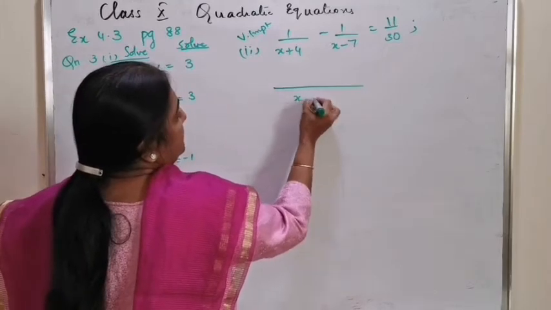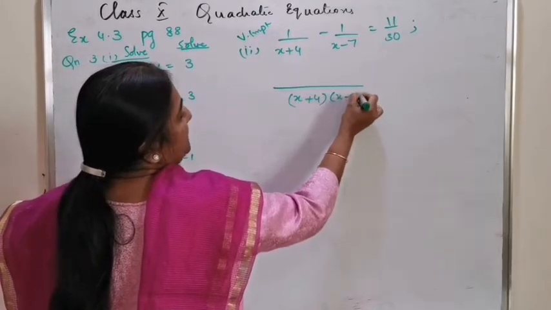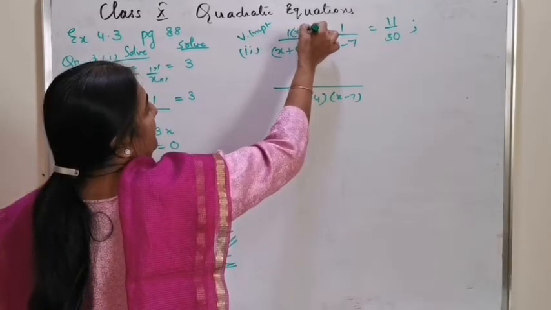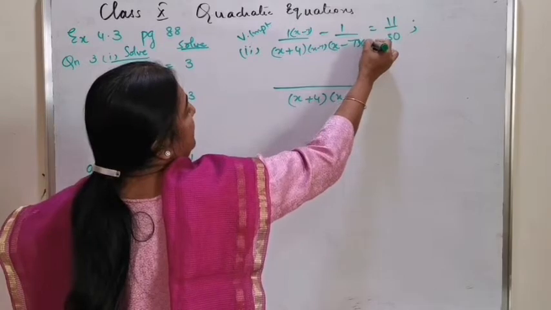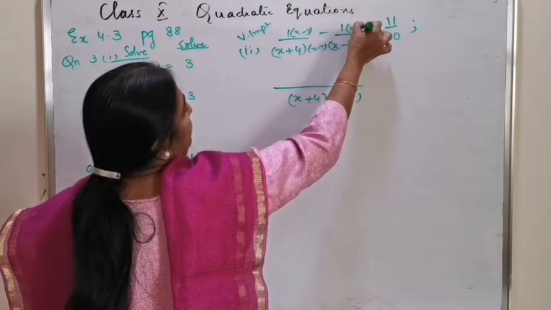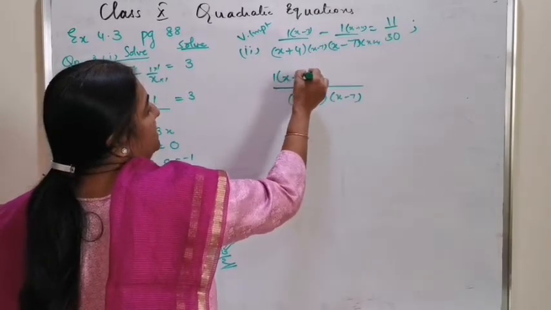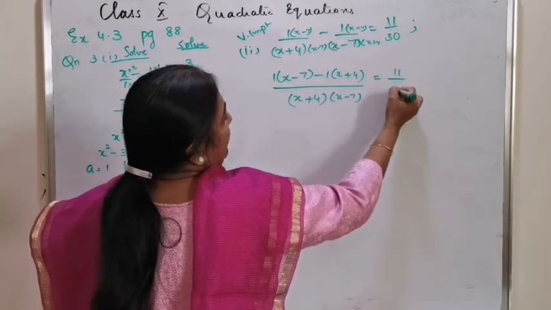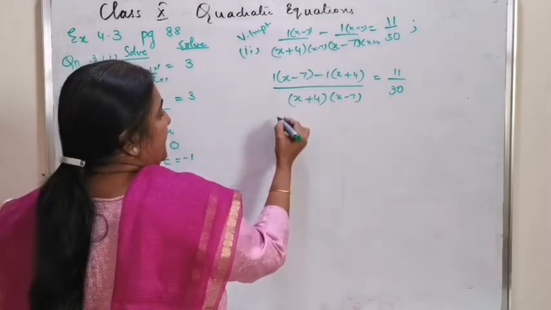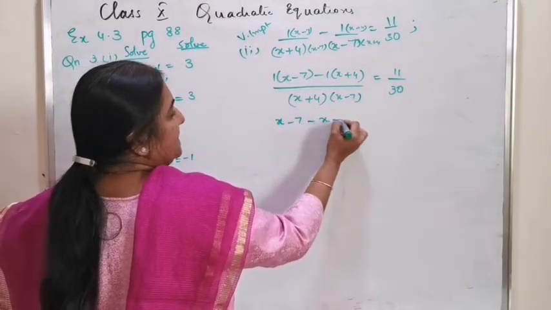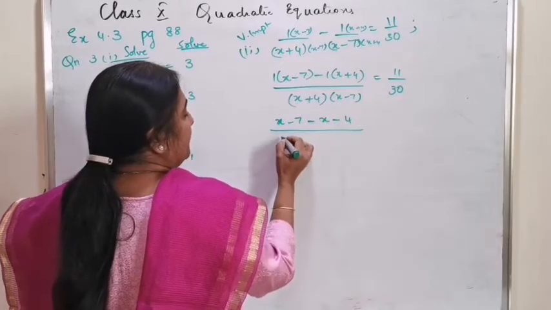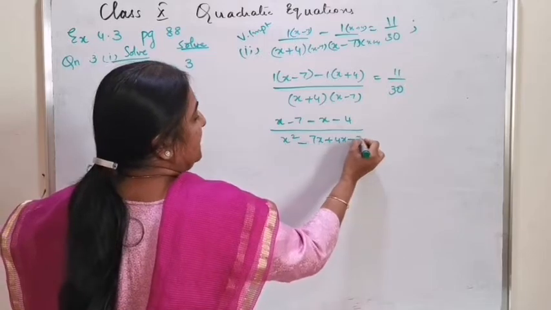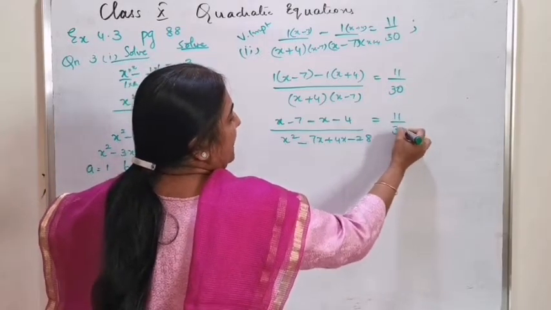LCM is (x plus 4) into (x minus 7). This term will be multiplied with x minus 7 and this term will be multiplied with x plus 4. That is 1 into (x minus 7) minus 1 into (x plus 4) is equal to 11 by 30. By expanding, (x minus 7 minus x minus 4) by expanding as x square minus 7x plus 4x minus 28 is equal to 11 by 30.